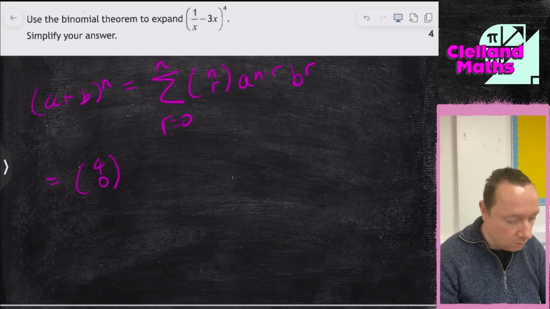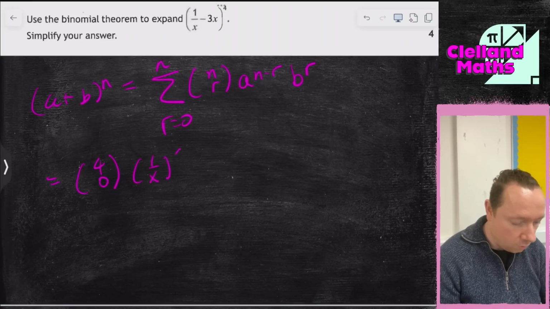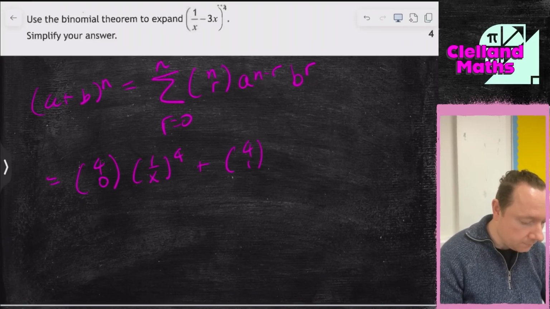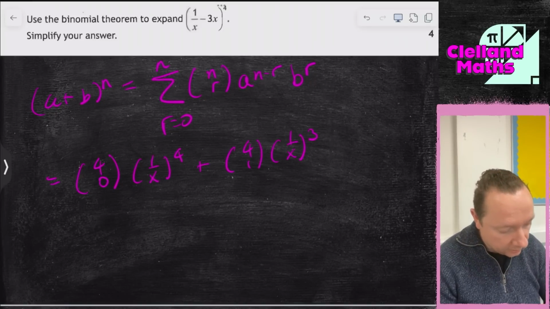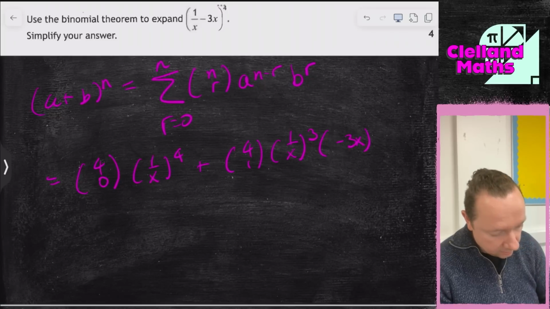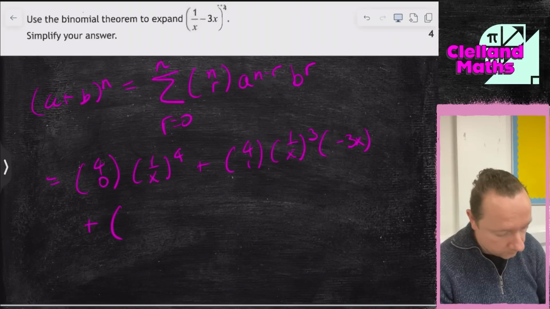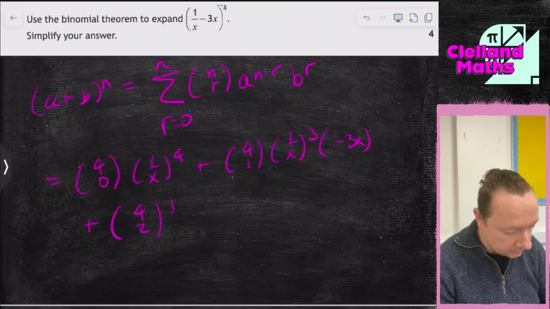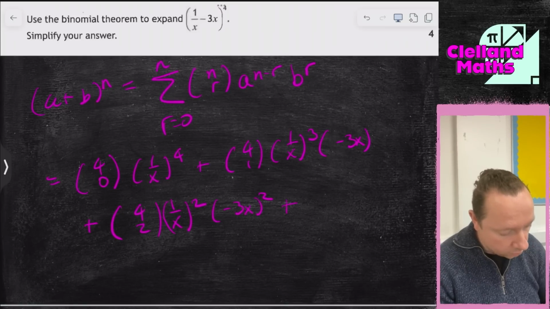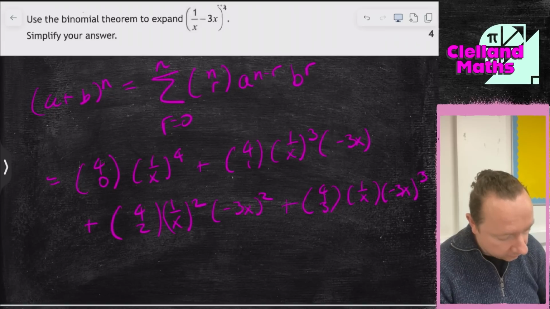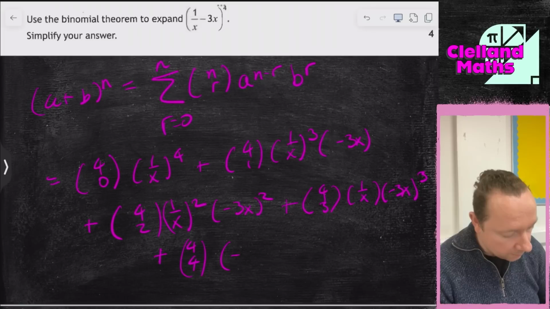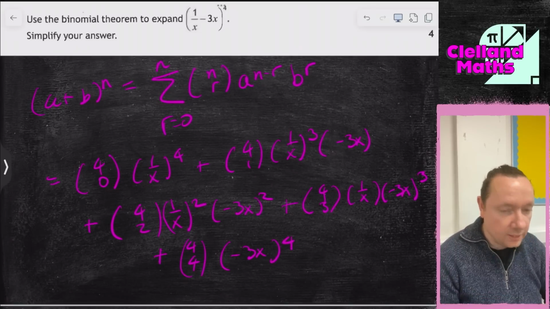4 choose 0. I've got 1 over x to the 4. 4 choose 1. 1 over x cubed. And then I introduce the minus 3x. Then 4 choose 2. 1 over x squared. Then minus 3x squared. 4 choose 3. 1 over x minus 3x cubed. And finally, 4 choose 4. 1 over x disappears to get minus 3x to the 4. So that's our first option.